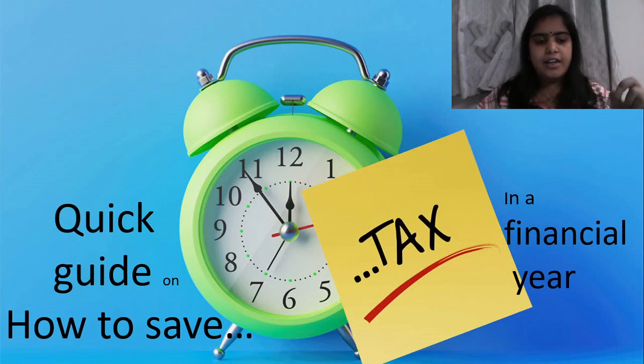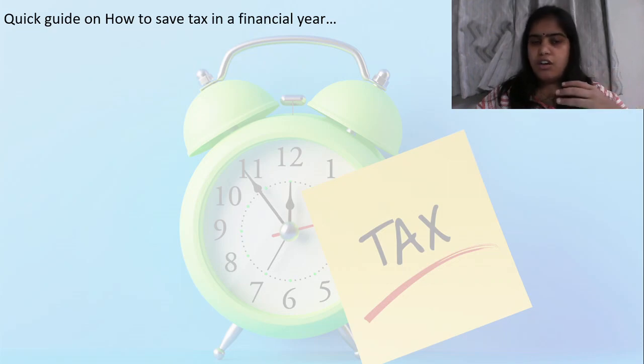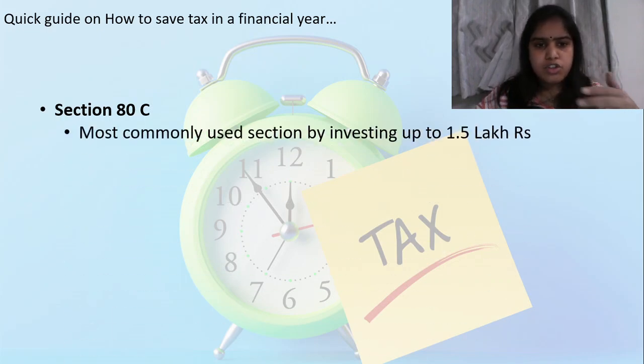A quick guide on how to save tax in a financial year. The very first section, which all of us know and which is very popular and commonly used, is Section 80C. This is one of the most commonly used sections, by investing up to 1.5 lakh rupees. And what are the options under which we can invest under this section?